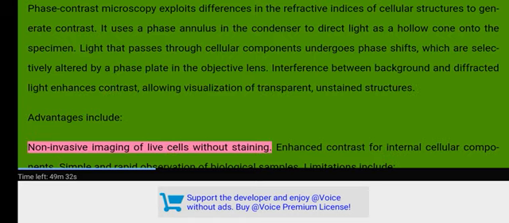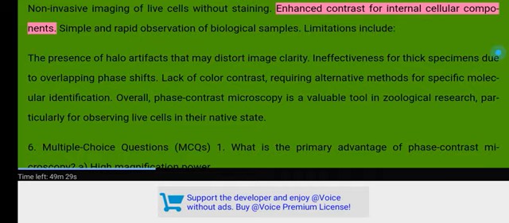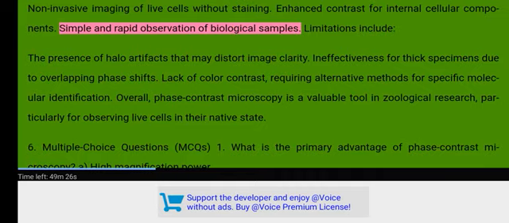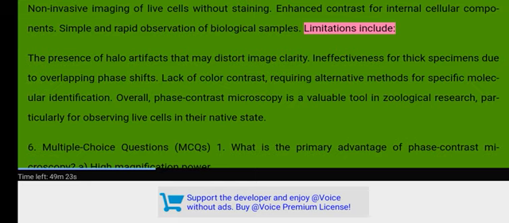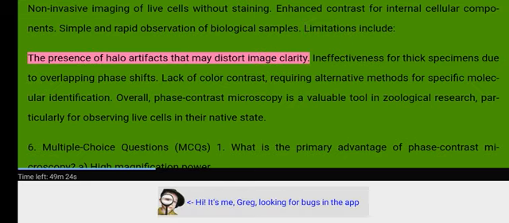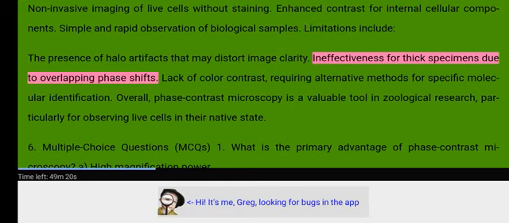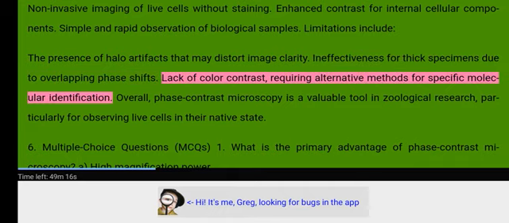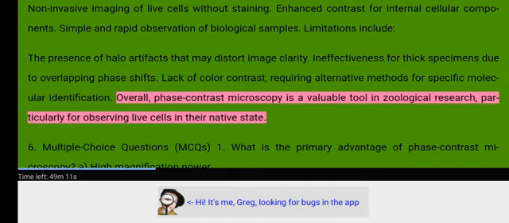Advantages include non-invasive imaging of live cells without staining, enhanced contrast for internal cellular components, and simple and rapid observation of biological samples. Limitations include the presence of halo artifacts that may distort image clarity, ineffectiveness for thick specimens due to overlapping phase shifts, and lack of color contrast, requiring alternative methods for specific molecular identification. Overall, phase contrast microscopy is a valuable tool in zoological research, particularly for observing live cells in their native state.